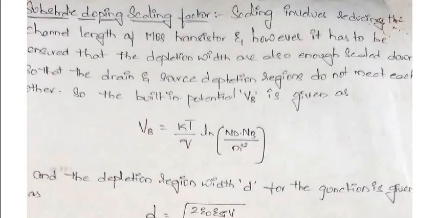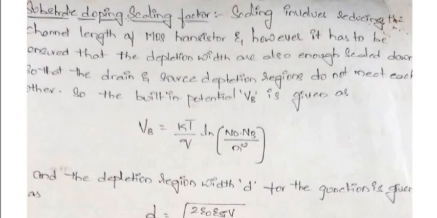Now, we have the substrate doping scaling factor. You have seen the substrate doping, and now we have seen the substrate doping scaling factor. As the length of the MOS transistor gets reduced due to scaling, the width of the depletion layer must also get scaled down. That prevents the meeting of source and depletion region.